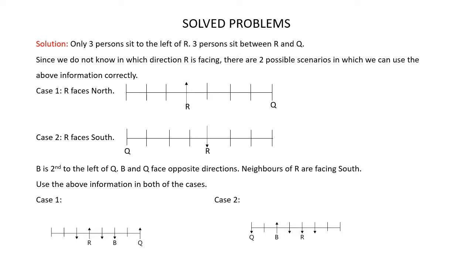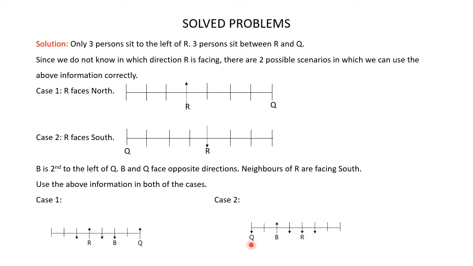Now let's move on to case 2. In case 2, if Q faces north, obviously there will be no place to the left of Q. So Q has to face south. If Q faces south, then two places to the left of Q will be B. It's given that B and Q face opposite directions. So if Q faces south, then B will face north.